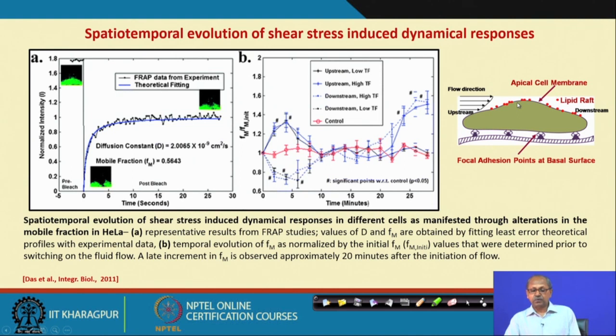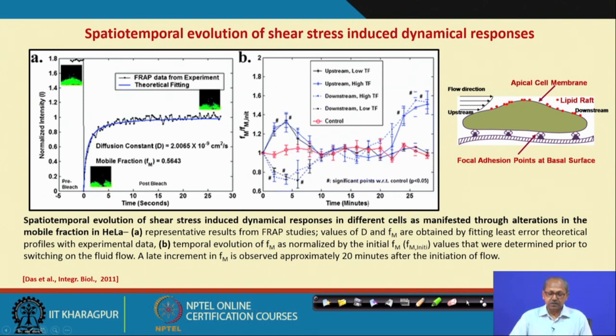As we are giving flow in the microfluidic channel, on this end of the cells where we are giving the flow direction, this is the upstream and this is the downstream, and these are the focal adhesion points where the traction forces are generated. So, we are calculating fluorescence recovery after photobleaching with respect to F m by F m initial, normalizing the data. We are calculating how much fluorescence recovery there is at the upstream and downstream end in presence of fluid flow.